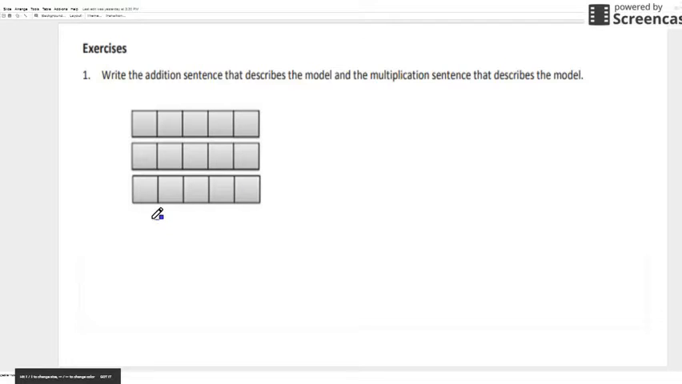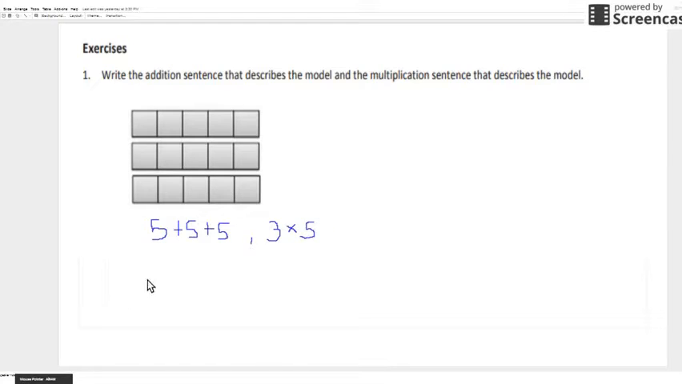So if we look at this, there's 1, 2, 3 groups of 5. So remember, one sentence is I have 5 plus 5 plus 5. So that's one mathematical sentence that I could write. That's using addition. The other one, of course, is I have 3 groups of 5. So 3 times 5. So these are the 2 sentences they asked us to write.